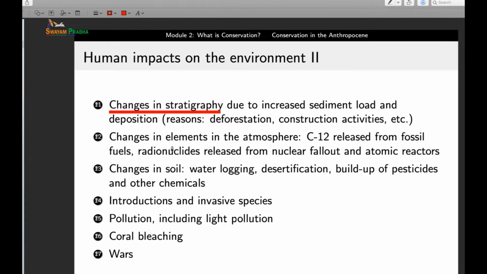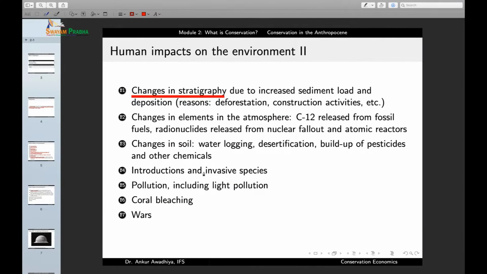C12 or carbon 12 that is released from fossil fuels, radionuclides that are released from nuclear fallout and atomic reactors. We are not just seeing changes in the amounts of elements that are there in the atmosphere, we are also seeing a change in the radioactive levels of different elements that are there on the planet Earth. Now, changes in C12 concentration, why does that happen? Because the fossil fuels that we are using were made from carbon that has been stored for many years, many thousands of years, or many millions of years.